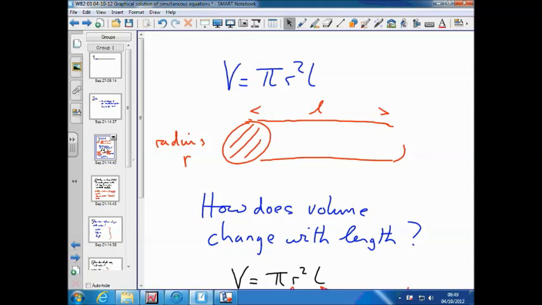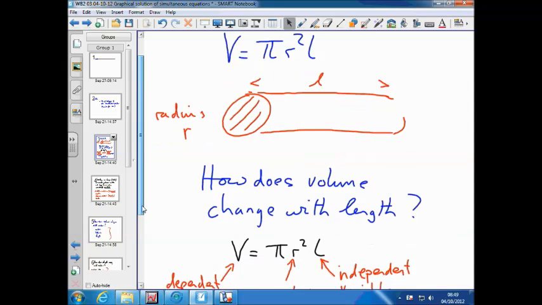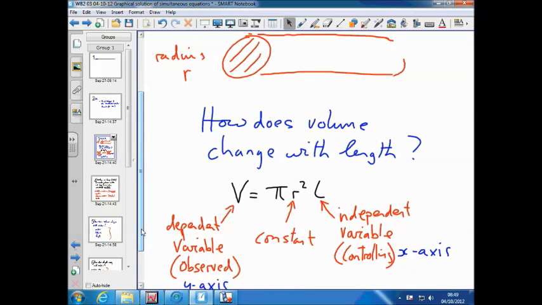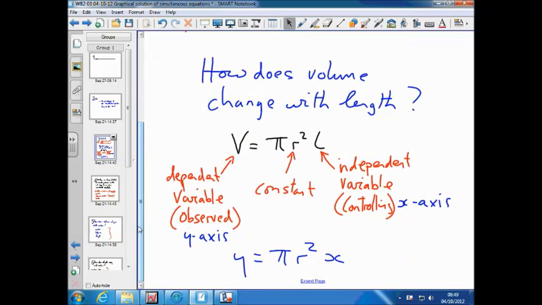Here is a function, something that we can plot an autograph for the volume of a cylinder. Volume is pi r squared L. Interesting how the volume changes with the length. So we plot the length on the x-axis, which is the independent variable, against the dependent variable, which is the volume on the y-axis, and keep all other variables constant.